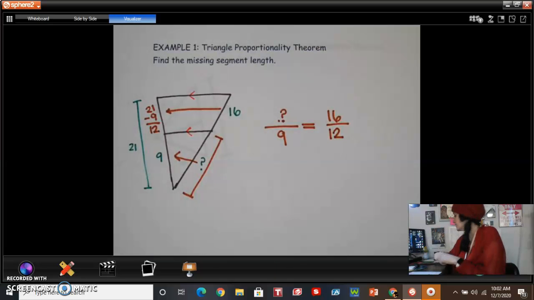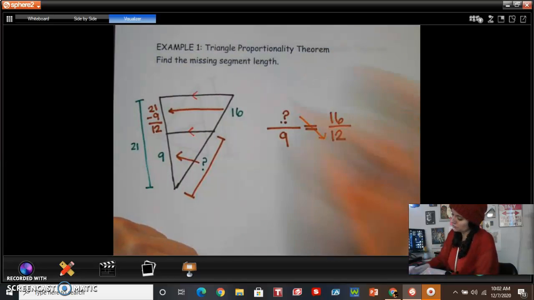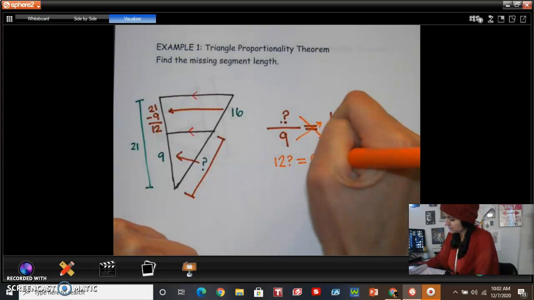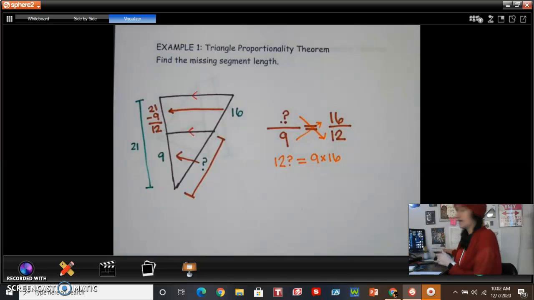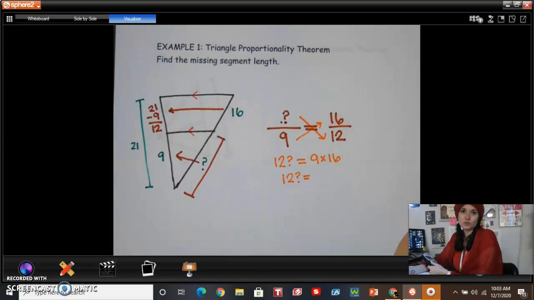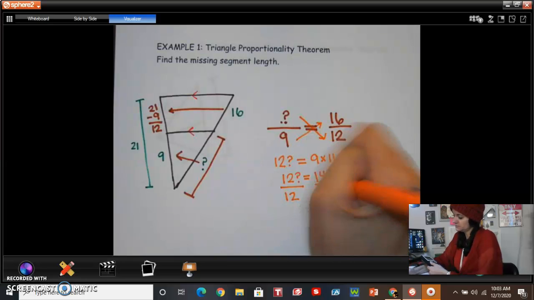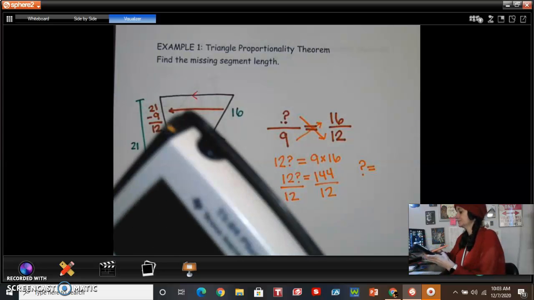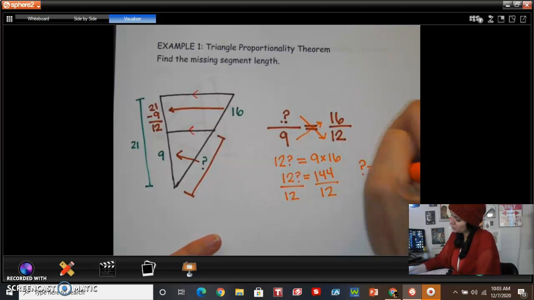How do we solve proportions? We use the cross product property, which means we are going to cross multiply. So we're going to do, okay, 12 question mark equals 9 times 16. Handy dandy calculators are our friends. So 9 times 16. So we have 12 question mark, or you can use X if that makes it easier for you. I completely understand. And then we want to solve for our question mark. We divide by 12, and we get that our missing segment length should be 12. And there we go. That's our final answer.